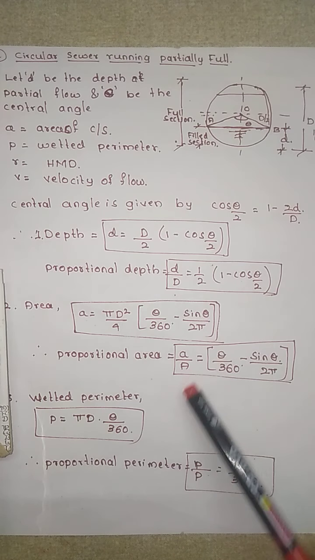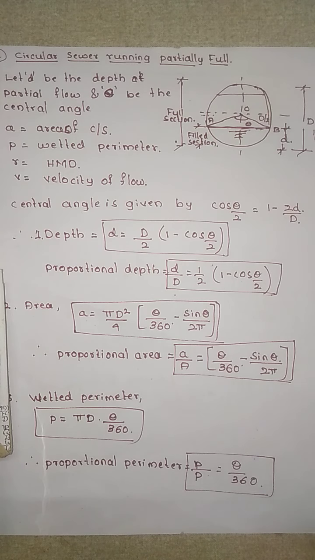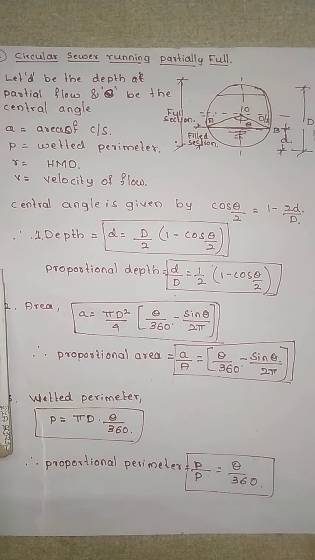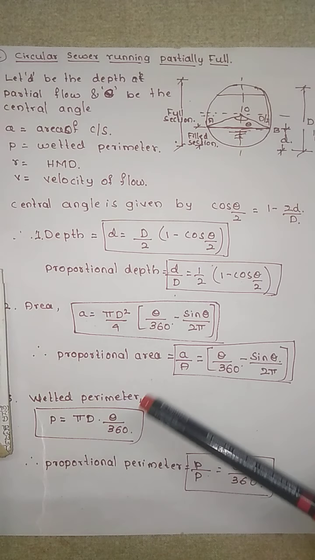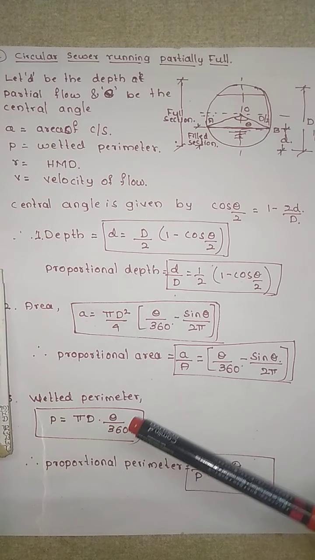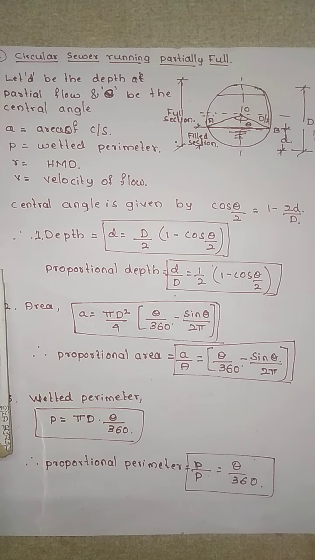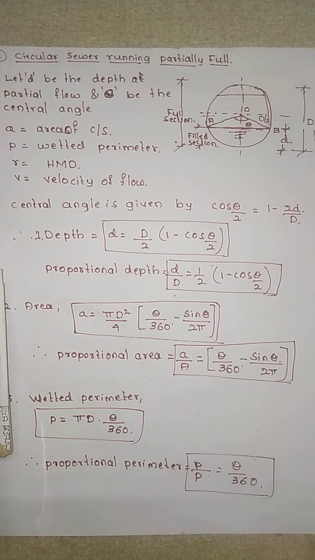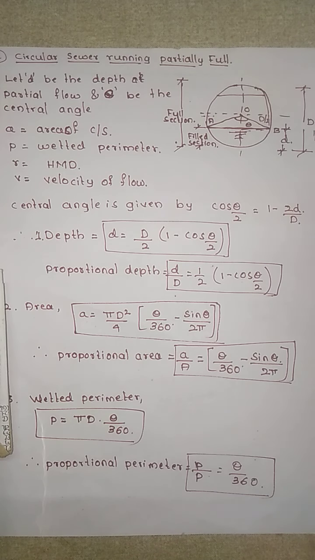Then the proportional area, that is the partial full cross sectional area to the full cross sectional area, is given by theta divided by 360 minus sin theta divided by 2 pi. Then the wetted perimeter under the partially full condition is given by pi d into theta divided by 360. This is for the partial full. Again the proportional perimeter is the ratio of the perimeter when running partially full to the full condition, given by theta divided by 360.